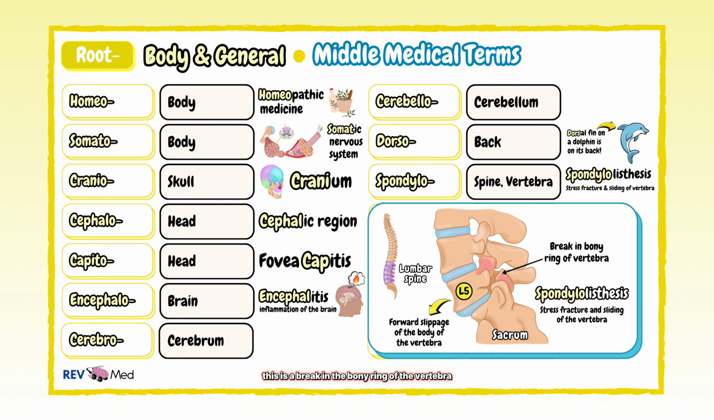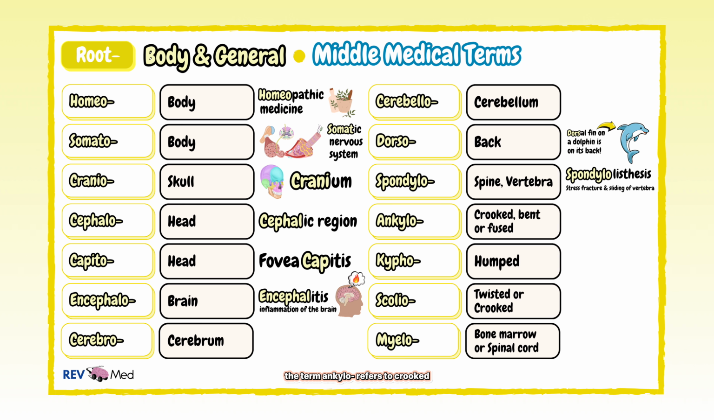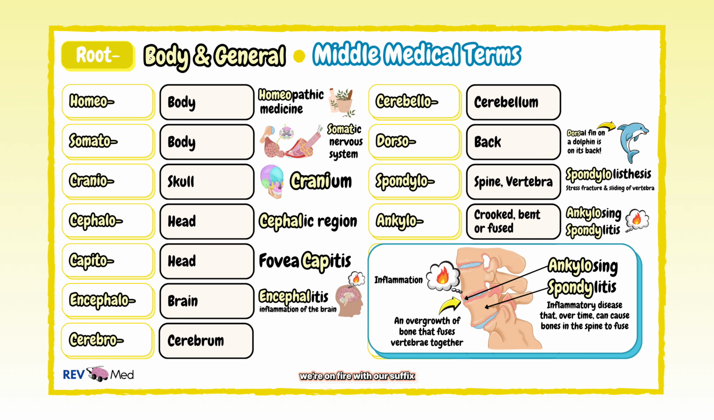This is a break in the bony ring of the vertebra and a forward slippage of the body of the vertebra. The term ankylo refers to crooked, bent, or fused. This root is found in ankylosing spondylitis. Check it out, we're on fire with our suffix. It's an inflammatory disease, which over time can cause some of the bones in the spine, root spondylo, to fuse, which we said is what ankylo means.